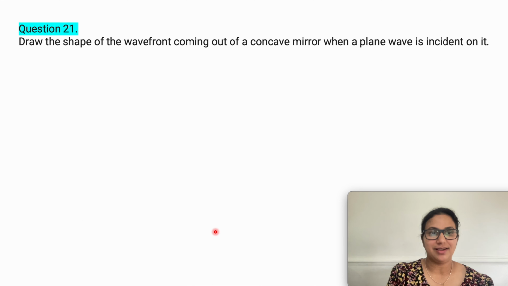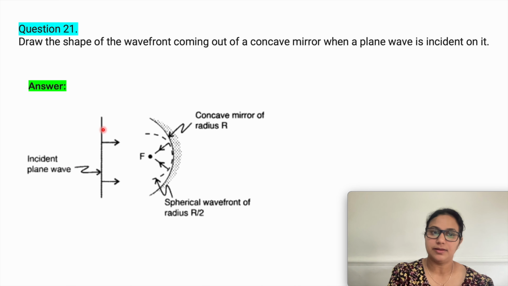Question number 21. Draw the shape of the wavefront coming out of a concave mirror when a plane wave is incident on it. The answer is, this is the plane wave and it's a concave mirror. So the spherical wavefront is coming out of this concave mirror.